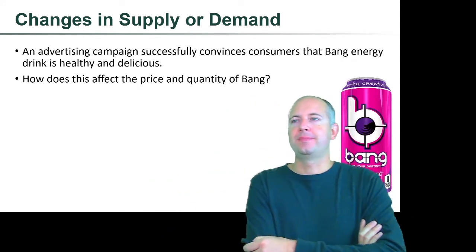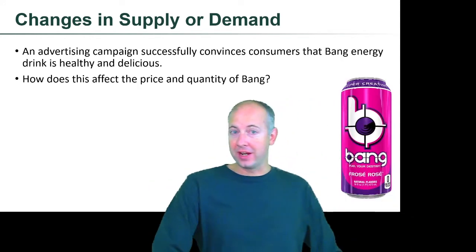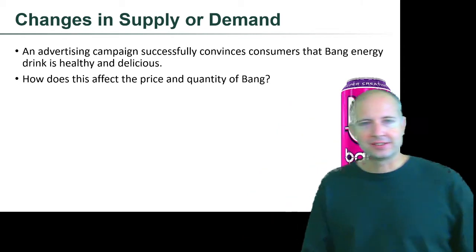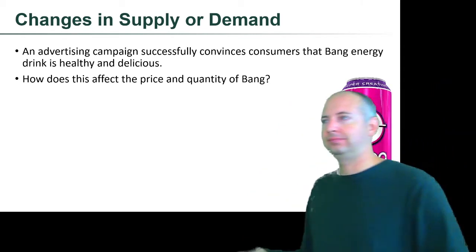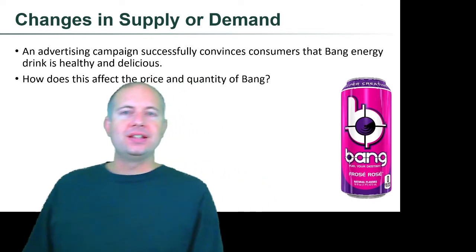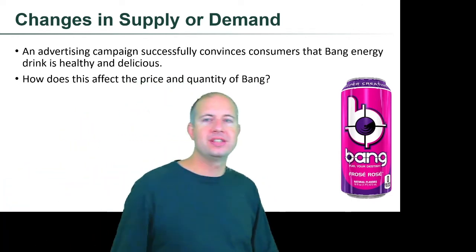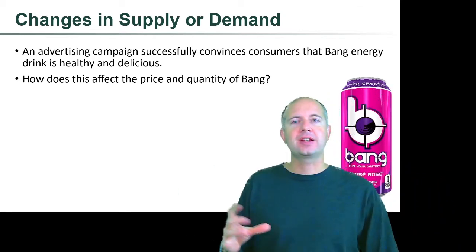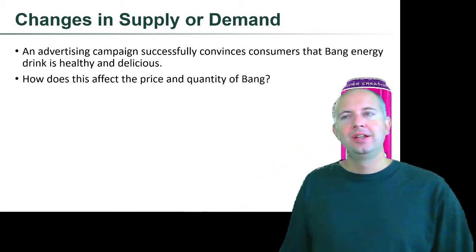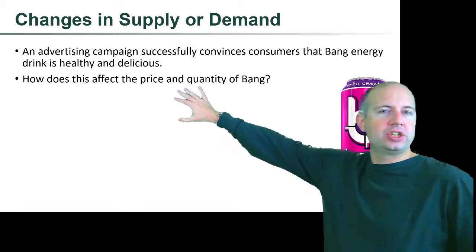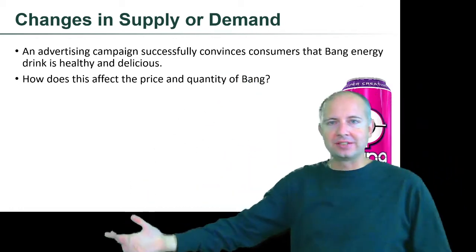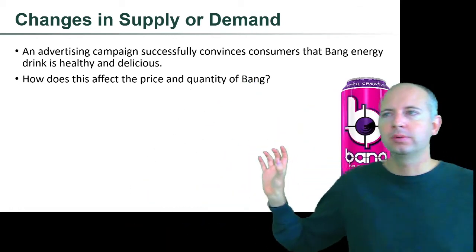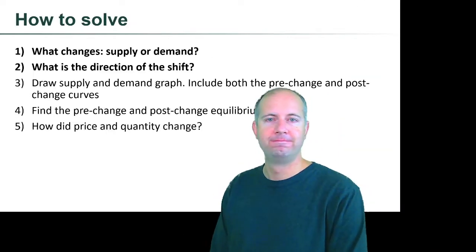So let's look at an example. This is something called Bang energy drink, which is, I guess, a new version of Red Bull or something. An advertising campaign successfully convinces consumers that Bang energy drink is healthy and delicious. How does this affect the price and quantity of Bang? This is the kind of question you will very often see on an exam or a practice problem. And I'm going to walk us through a 5-step process to solve it.